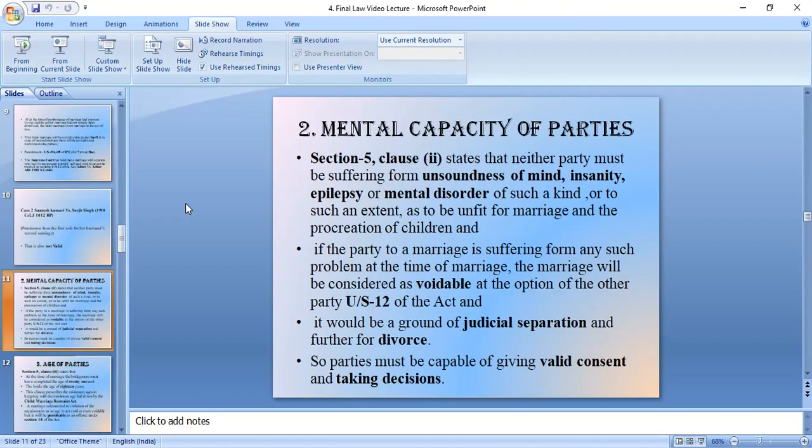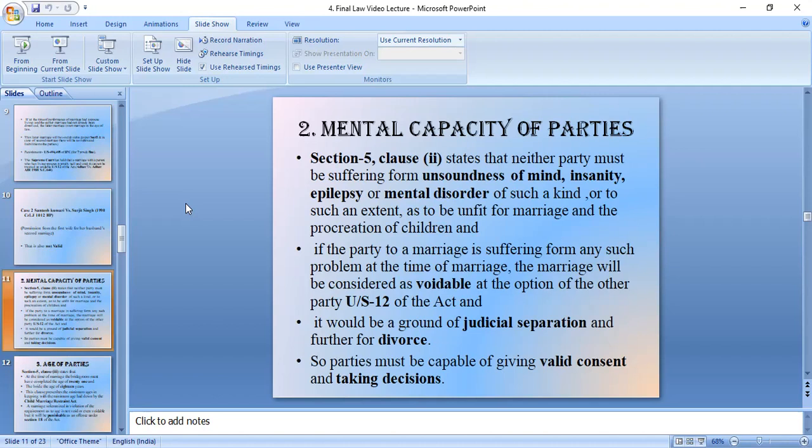The second condition for marriage is mental capacity of parties. Section 5, subclause 2 states that neither party must be suffering from unsoundness of mind, insanity, epilepsy, or mental disorder of such a kind, or to such an extent as to be unfit for marriage and the procreation of children.